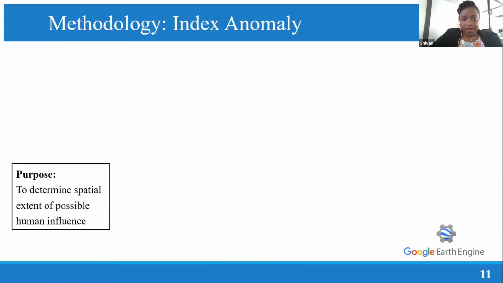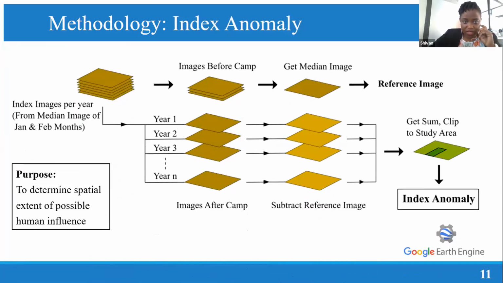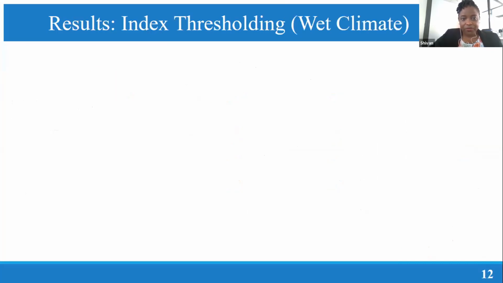The last method or step that I had to do was to compute the index anomaly, and this helps to determine the spatial extent of possible human influence. This was also done in the Google Earth Engine platform, and I got index images per year, which is the median image for the January and February months. I got images before the camp, got their median image, and that was my reference image. Then for each of the years after the camp was established, I subtract this reference image, I get the sum, clip to the study area, and that gives the index anomaly, which is the deviation of the index from conditions before the camp was established.